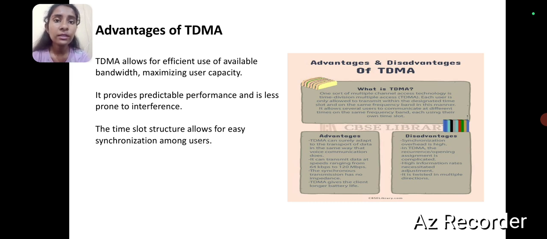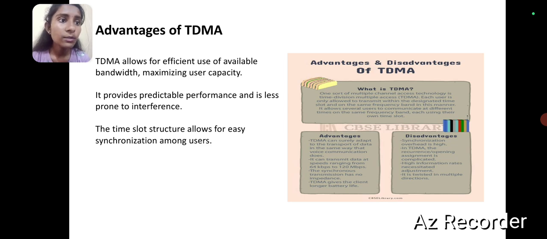So with TDMA there will be efficient use of bandwidth, maximizing user capacity. It provides predictable performance and is less prone to interference. It will provide predictable performance since there is division of the time slots for a particular signal to transmit, and the time slot structure allows for easy synchronization among users.